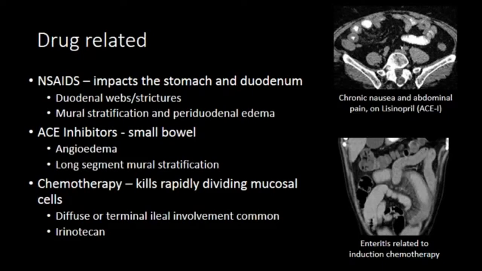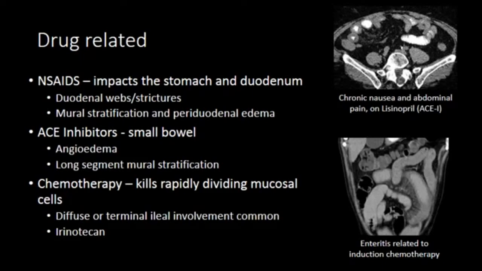And if you see something impacting the duodenum, the duodenum is less frequently involved with these infectious enteritises or these etiologies related to being immunocompromised. And so start to think of NSAIDs as a common etiology when you see edema within the duodenum. ACE inhibitors can also impact the small bowel. The ACE inhibitors cause angioedema within the small bowel, and that's going to manifest as long segment mural stratification.